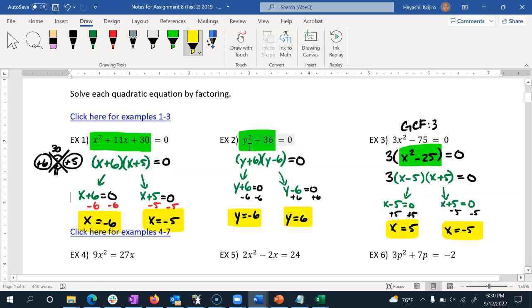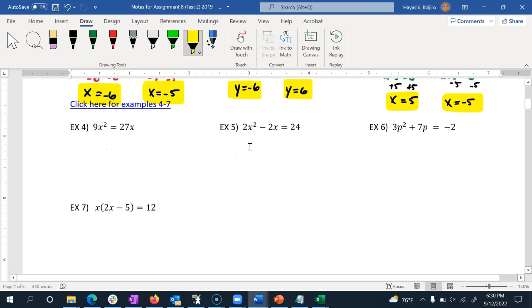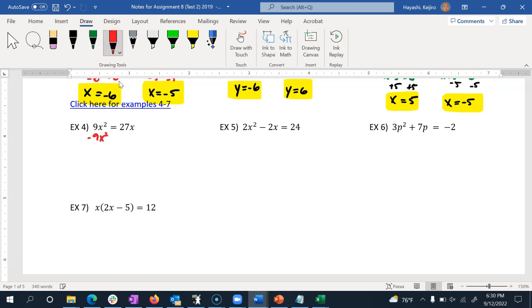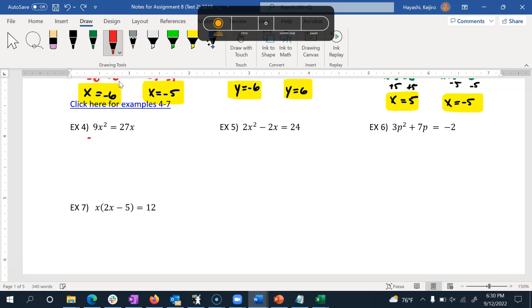The first three, they all equal 0 to start. What do you notice about the next 4 examples? They're not already equal to 0, so you're going to have to move a term from one side to the other. In general, whenever you can, you want to keep your x squared term positive. So don't subtract 9x squared to get both things on the right, because then you'll have a negative 9 next to your x squared. Instead, move the 27x to the left.